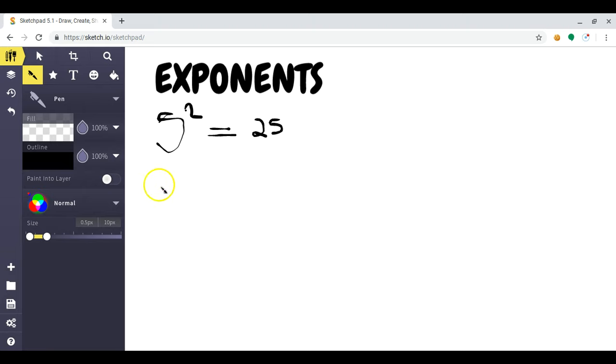So if I say 4 to the third power, that's essentially 4 times 4 times 4, since the 3 tells us we multiply the base by itself. 4 times 4 is 16. 16 times 4 is 64. So this is equal to 64.